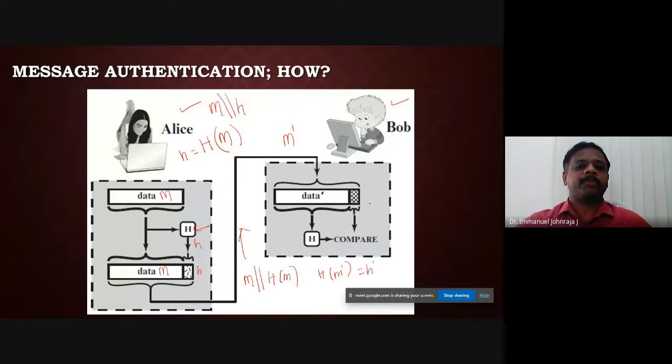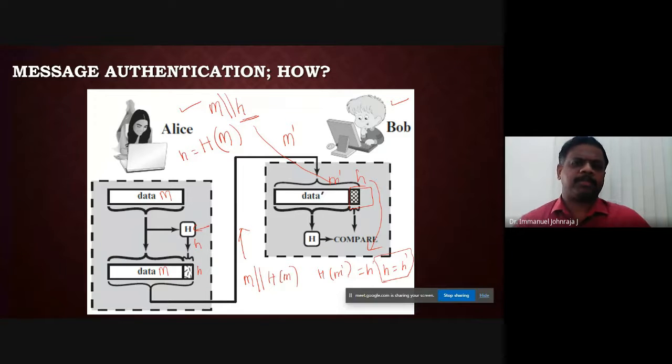So what happens? H is also appended, right? So this is what the message sent is. This is available here. This is your M dash. This could be H or H dash. So these two are compared. H is compared to check whether it is equal to H dash. If it is the same, now Bob can convince himself that the message is not altered.